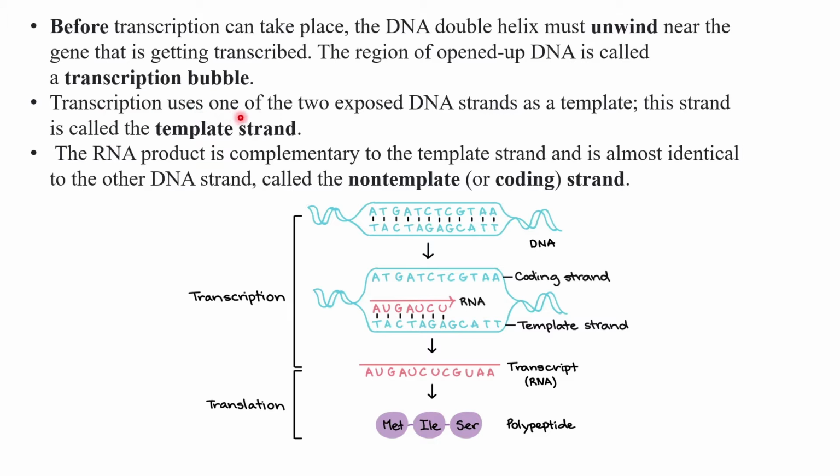Transcription uses one of the two exposed DNA strands as a template. This strand is called the template strand. The RNA product is complementary to the template strand and is almost identical to the other DNA strand, called the non-template or coding strand.